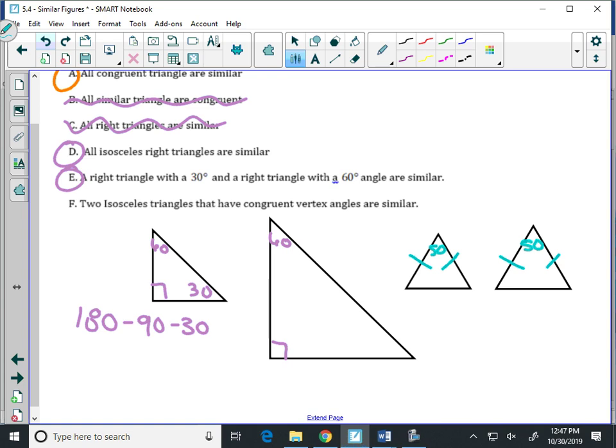When we do the math, it doesn't matter how big the triangles are. If that vertex angle is the same, those base angles are also going to be the same. So yes, the vertex angle is the same. Those base angles have to be the same.